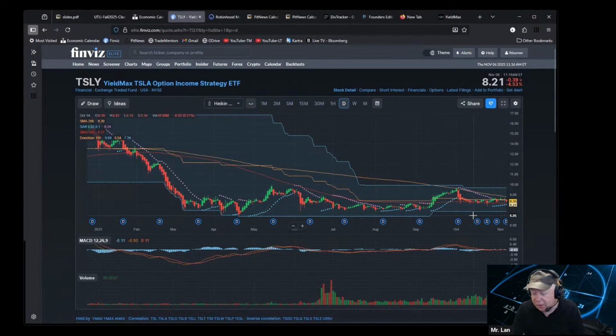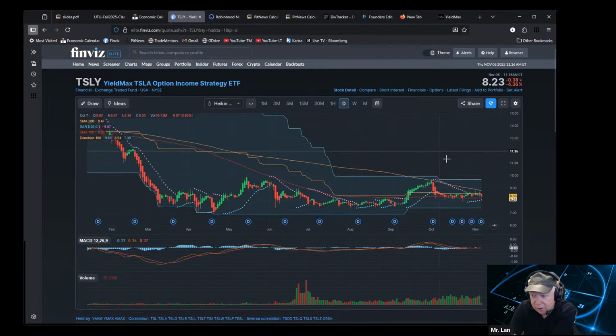And we're going to write down the same thing. So this one is TSLY, and it's currently trading at $8.22. The most recent dividend it paid out was 14 cents, 0.14.